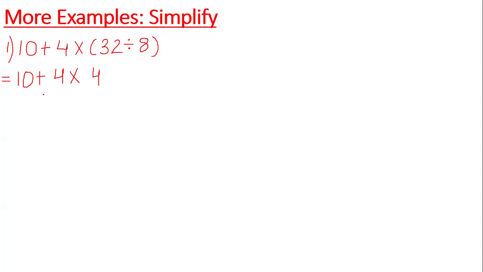And what do we do at this point? Multiply. Multiply 4 times 4. 4 times 4 gives you 16. Very good. And then we do 10 plus 16, which is 26. Good. Do you all understand how I got this? 26. Understand how I got that?